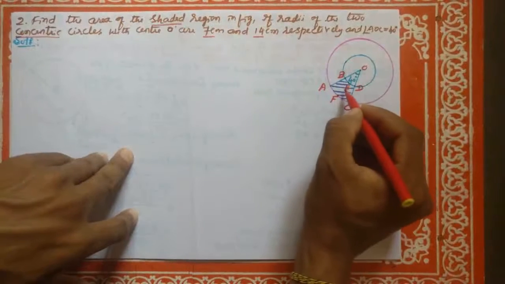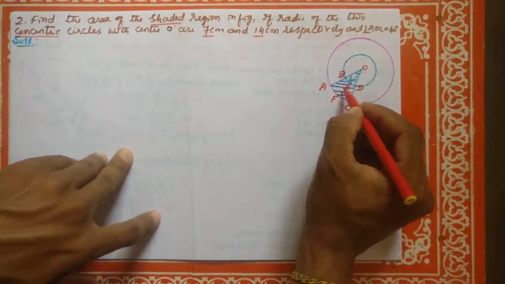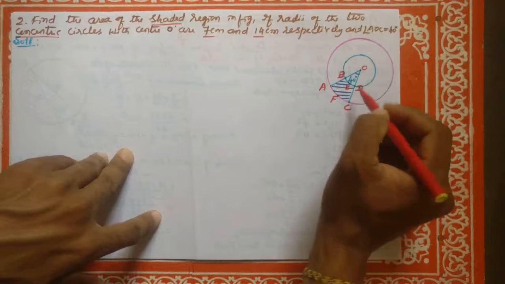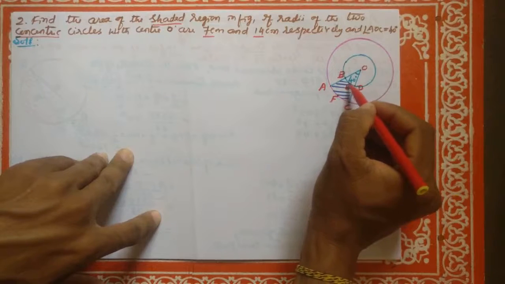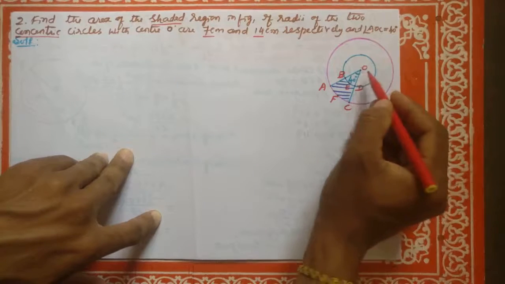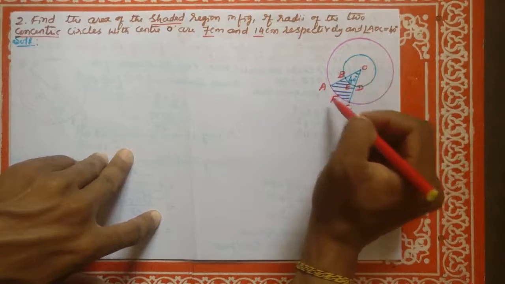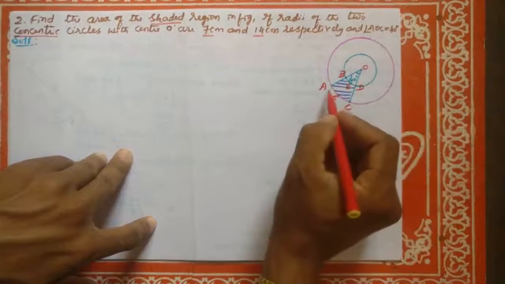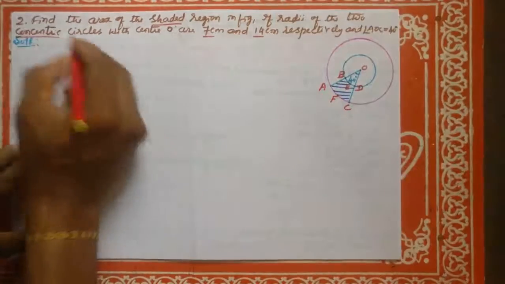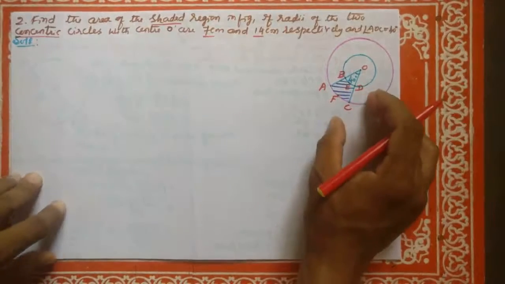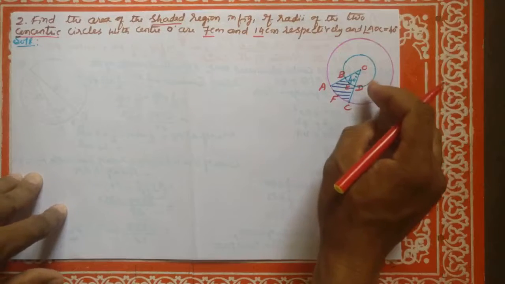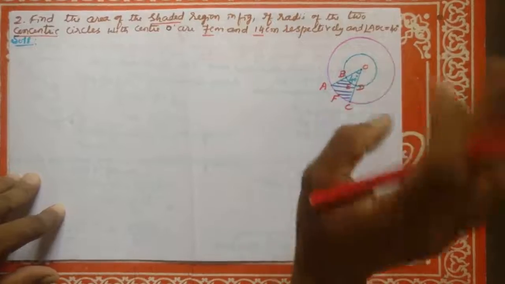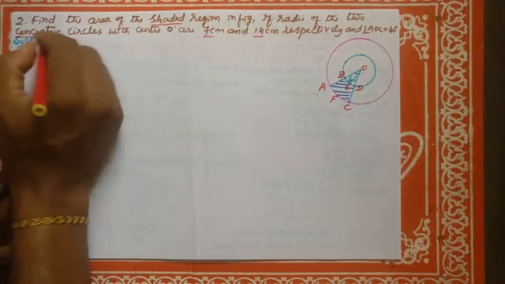See, area of the shaded region is equal to area of the sector OAFC. We have mentioned here points E and F on the two sectors. So area of sector OAFC minus area of sector OBED. If we do the subtraction, we will get the area of the shaded region. Solution: circles which have the same center are called concentric circles.